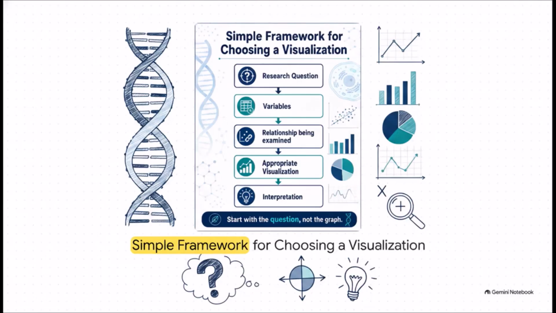To make this easier, we can use a simple framework. Start right up at the top with your core research question. From there, identify your specific variables, and then figure out the exact relationship you're examining. It's only down at step 4 that you actually pick the appropriate visualization, which then finally unlocks your interpretation. If you try to skip straight to picking a chart type, the whole structure just collapses.